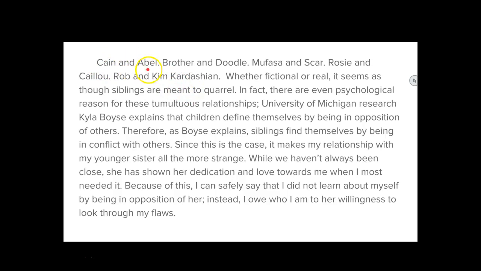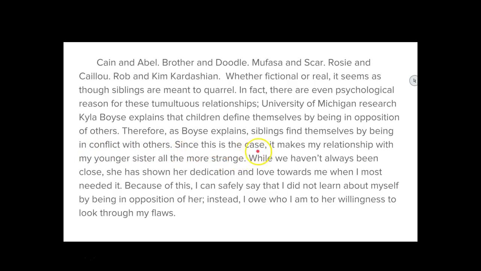Cain and Abel, Brother and Doodle, Mufasa and Scar, Rosie and Caillou, Rob and Kim Kardashian. Whether fictional or real, it seems as though siblings are meant to quarrel. In fact, there are even psychological reasons for these tumultuous relationships. University of Michigan researcher Kyla Boise explains that children define themselves by being in opposition of others. Therefore, as Boise explains, siblings find themselves by being in conflict with others.